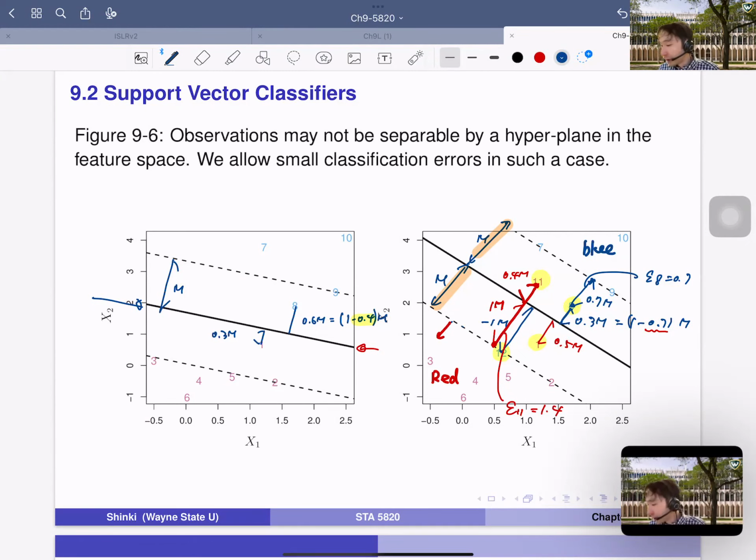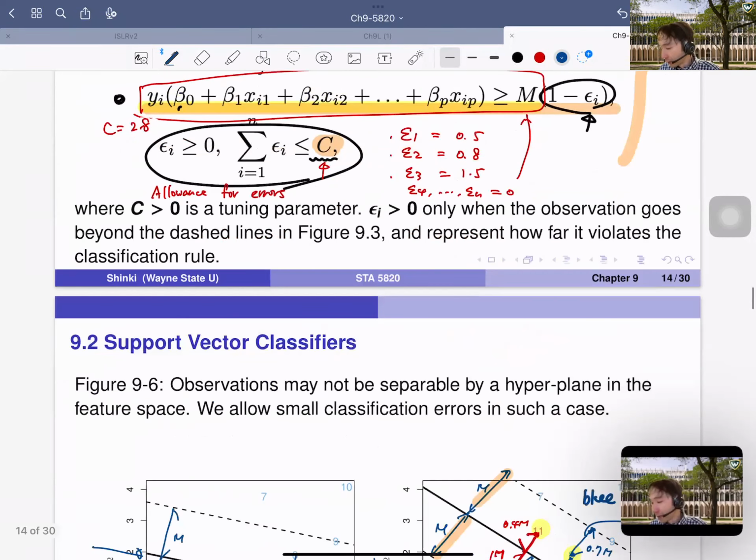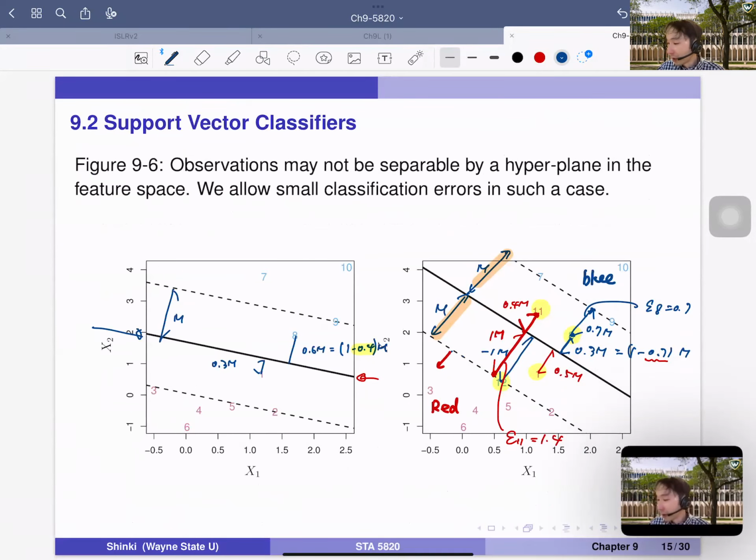Basically the C is a kind of allowance for errors. If you add up all these epsilon values, then you can get C. The important thing is you have to standardize it by m. So if the distance between here and here is 1.4 m, the penalty is 1.4, not 1.4 m. And in quiz 9.1, I think the m is 0.9, right? So you have to standardize everything by 0.9, then you can solve it.